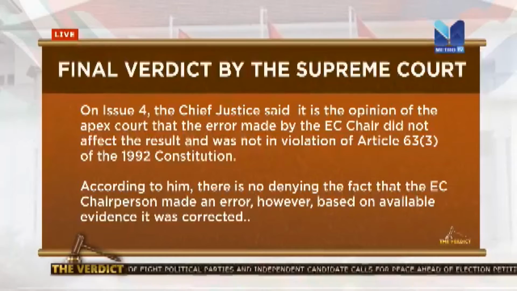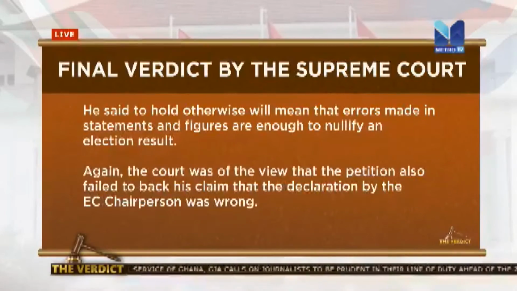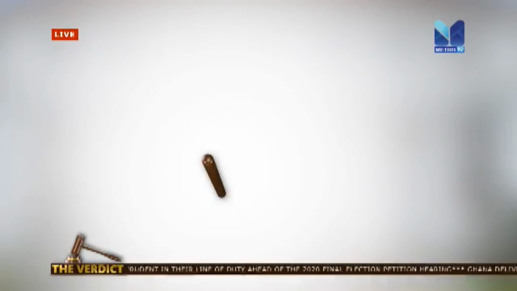On issue 4, the Chief Justice said it is the opinion of the court that the error made by the EC chair did not affect the results and was not in violation of Article 63(3) of the 1992 Constitution. According to him, there is no denying the fact that the EC chairperson made an error. However, based on available evidence, it was corrected. And it is in lieu of this that the Supreme Court dismissed the case, saying it had no merit.